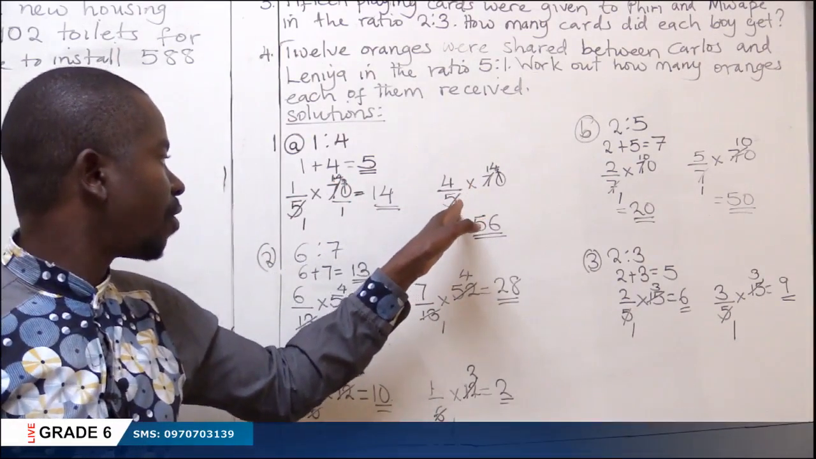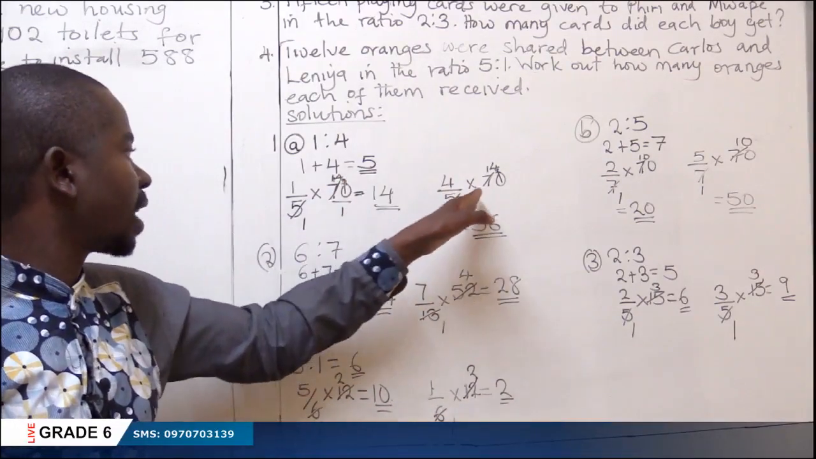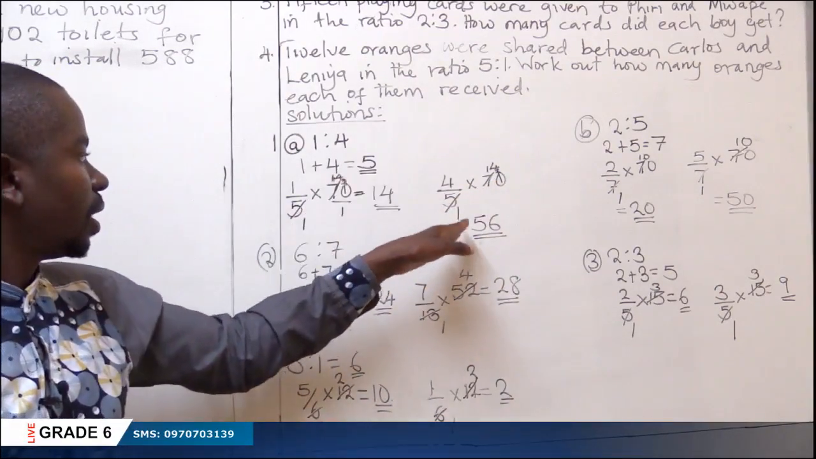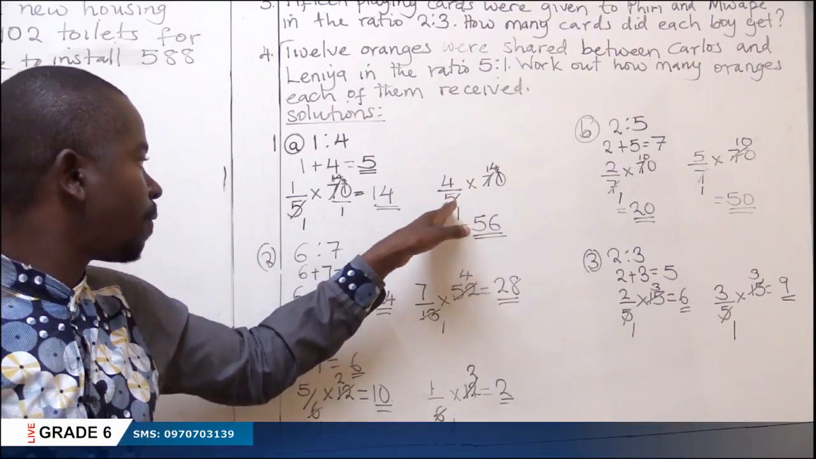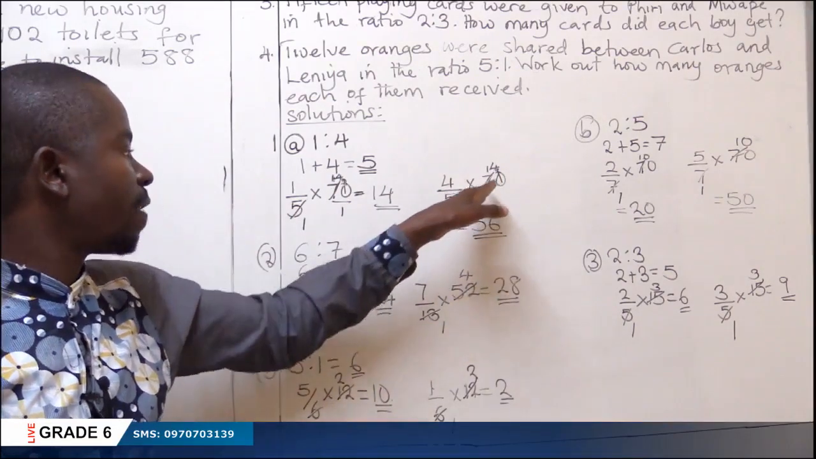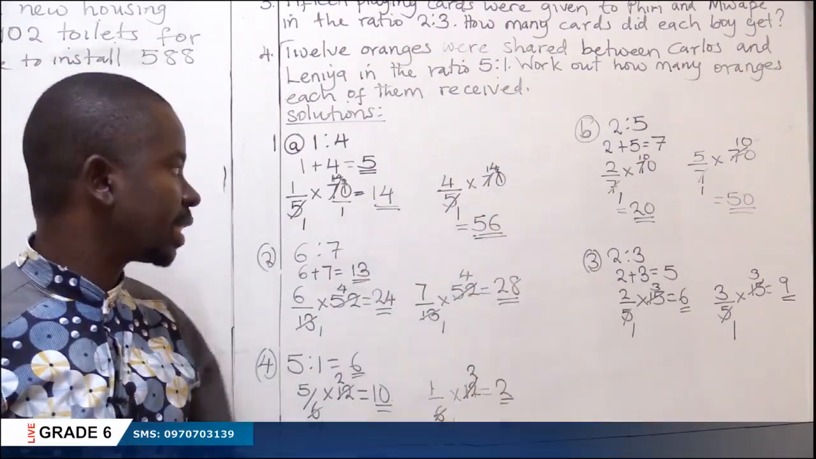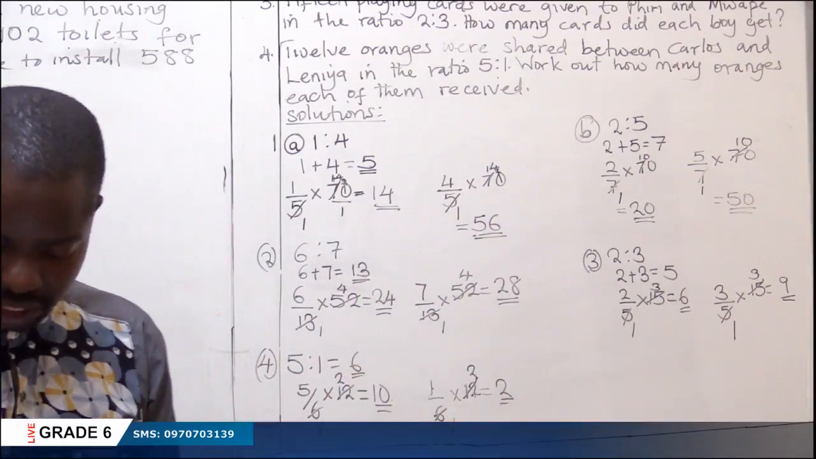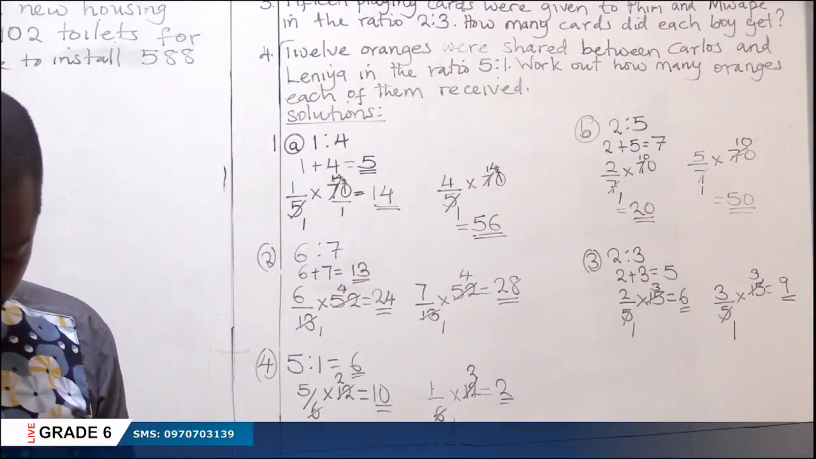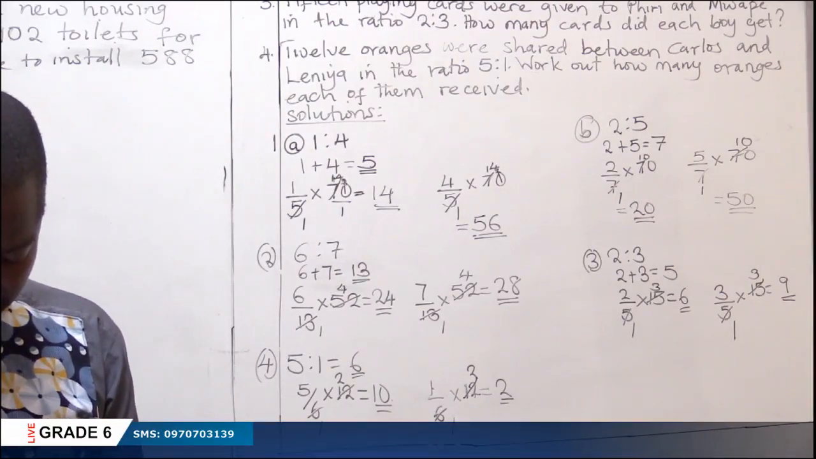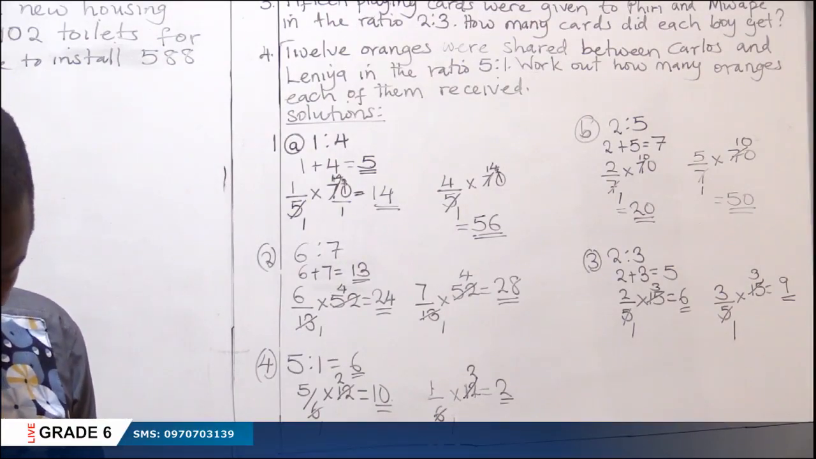Then 4 over 5 times 70. 5 into 5, it's 1. 5 into 70, it's 14. 4 times 14, it's 56. So for the one who was asking about the question, the 70 was there in the question.